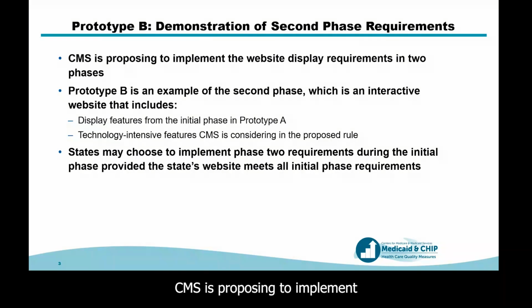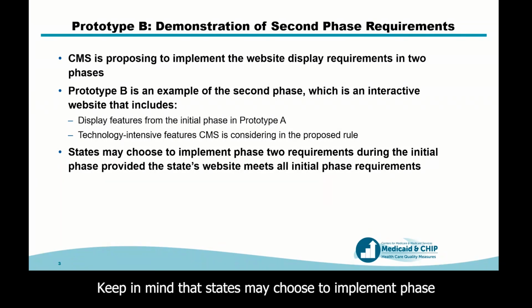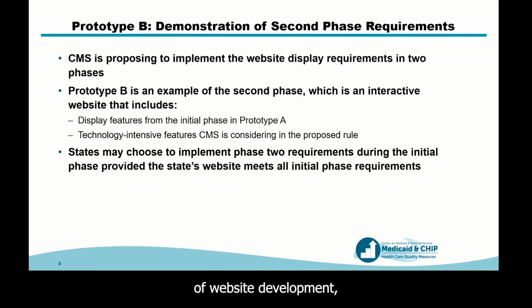CMS is proposing to implement the website display requirements in two phases. Prototype B is designed to be an example of the second phase, which is an interactive website that includes both the display features from the initial phase, illustrated in Prototype A, and the more technology-intensive features CMS is considering phasing in. Keep in mind that states may choose to implement Phase 2 requirements during the initial phase of website development, so long as that website meets the initial display requirements.